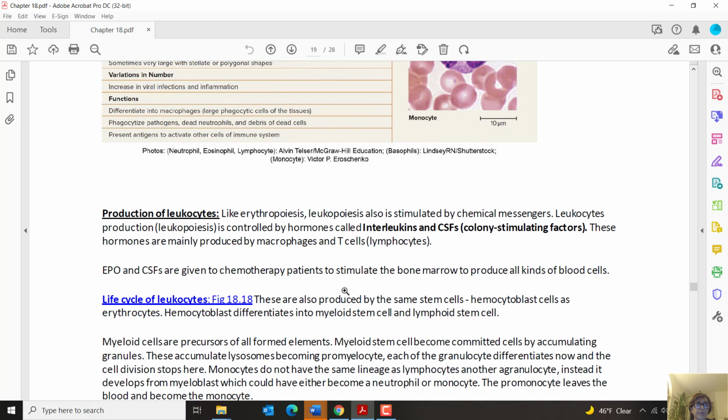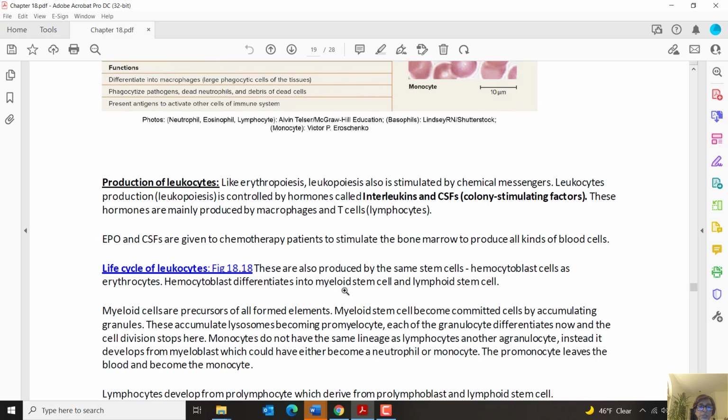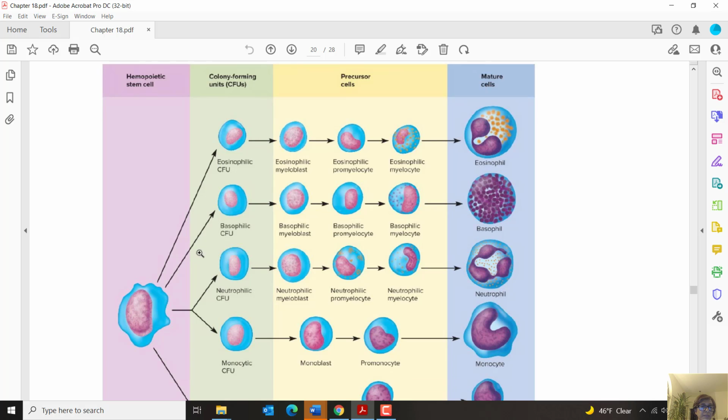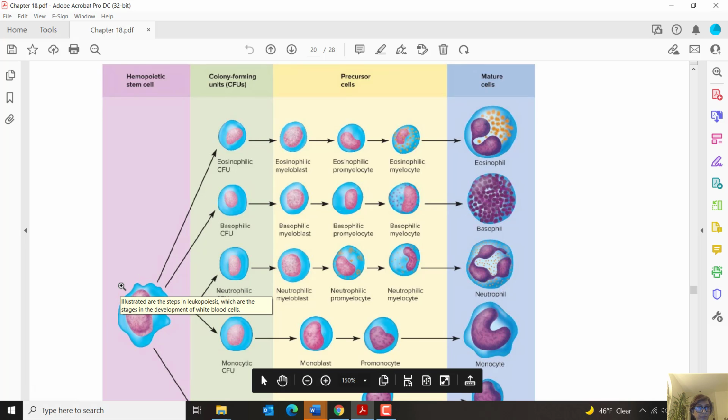And there are some chemicals that are produced by injured cells called interleukins and colony stimulating factors. So these are produced by macrophages and T cells, basically. And once these are produced, they signal the bone marrow to produce leukocytes. EPO and CSFs, EPO is erythropoietin, CSF is colony stimulating factors, are given to chemotherapy patients to stimulate the bone marrow to produce all kinds of blood cells. So these also arise from the same hematopoietic stem cell that we saw for the red blood cells.